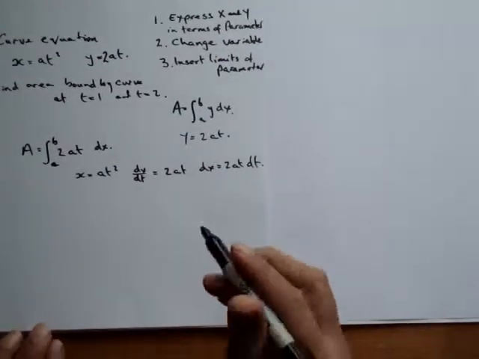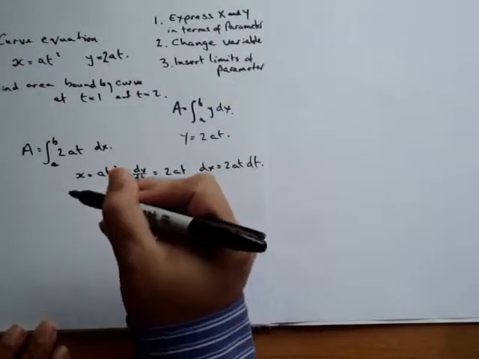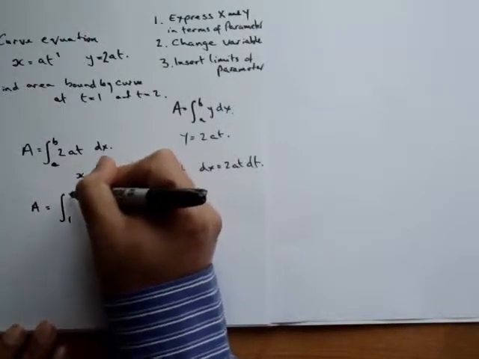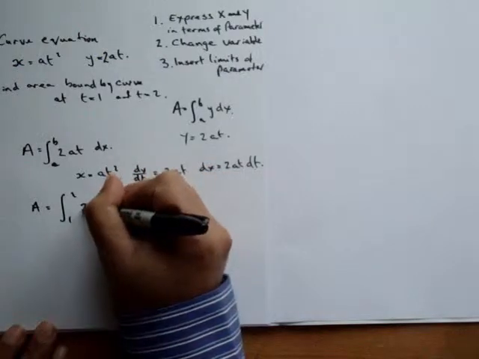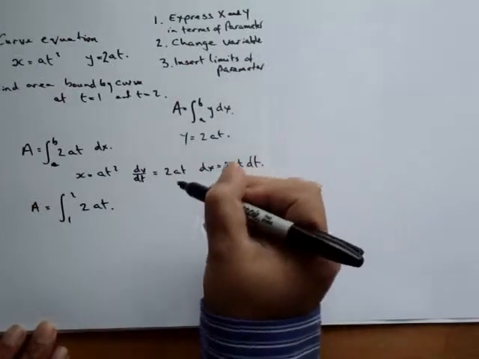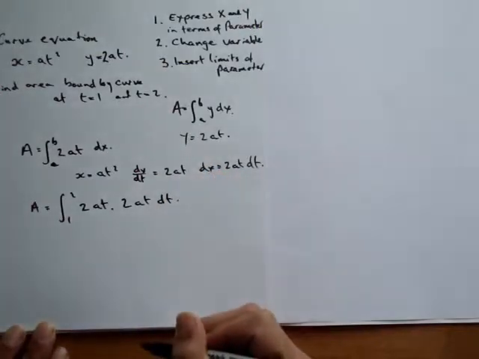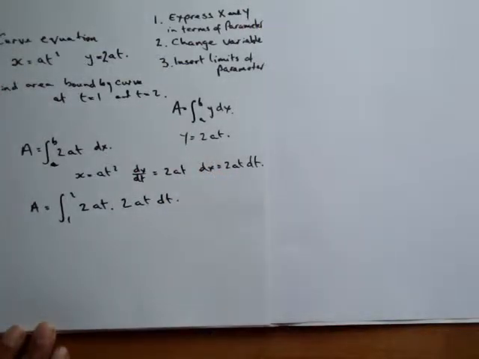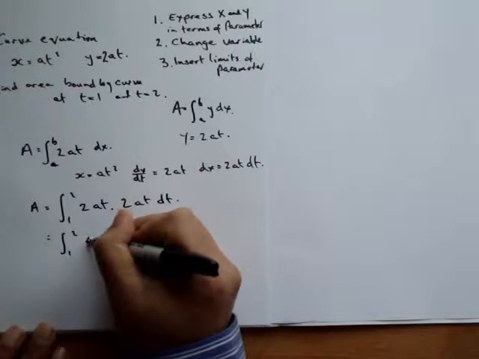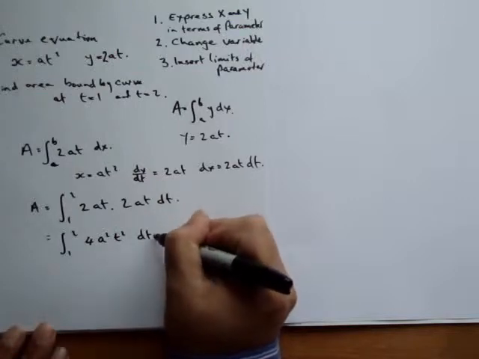So using that, we can then insert the limits after and change the variables. So the area equals the limits 1 to 2, 2at, and then here we had 2at dt. So when we work this out, this then becomes the integral from 1 to 2 of 4a squared t squared dt.